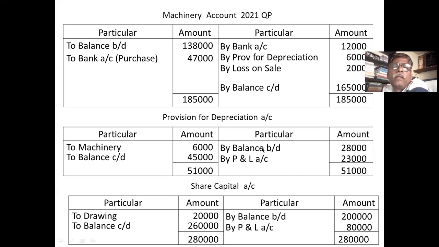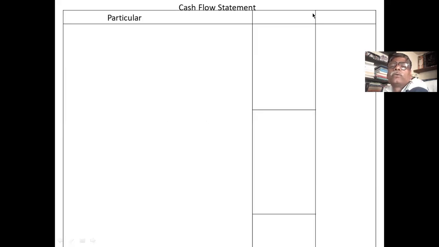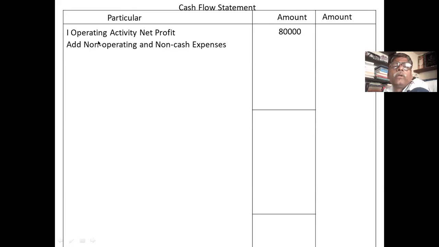Now we prepare the cash flow statement. First is operating activity. In the operating activity, you take net profit as per P&L account. Net profit as per P&L account is 80,000. 80,000 is the net profit for the year.